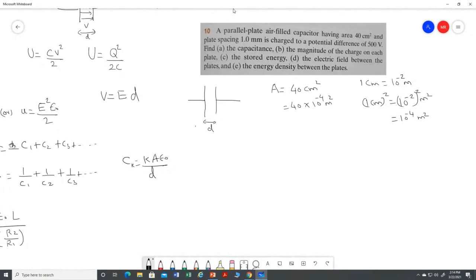Now, okay, what else is given? The d value is given. So the distance between the two plates is given, which is nothing but 1 millimeter.